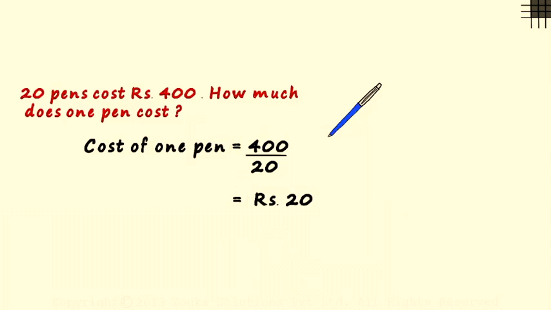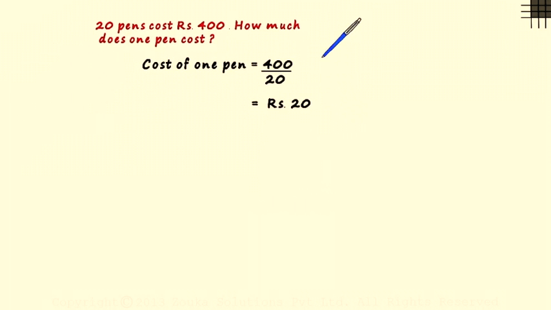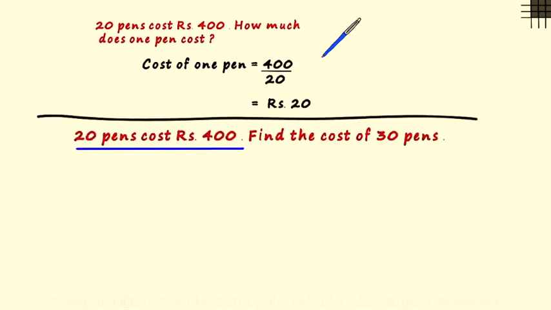So this problem was very simple. If we are given the total cost of many items, we divide the total cost by the number of items to find the cost of one item. Here's the next problem. 20 pens cost 400 rupees. Find the cost of 30 such pens.